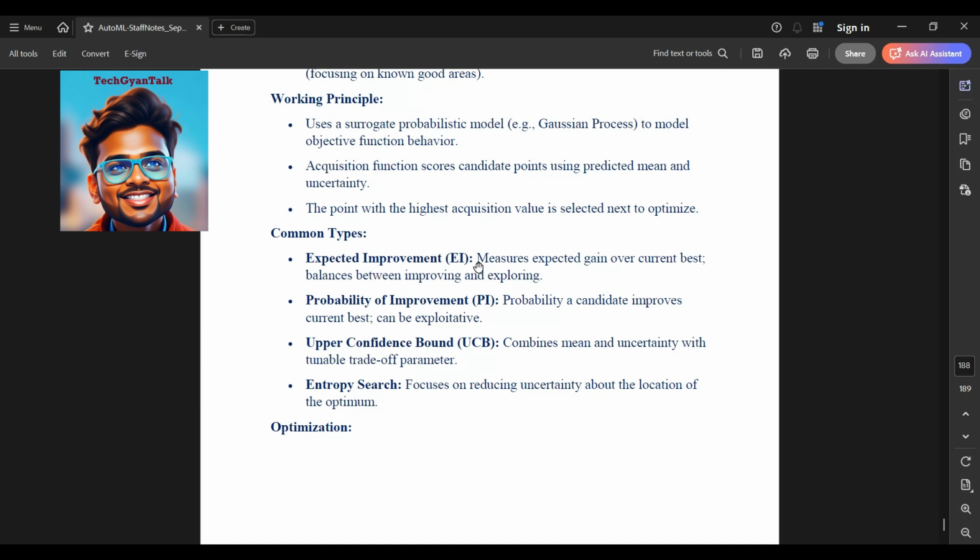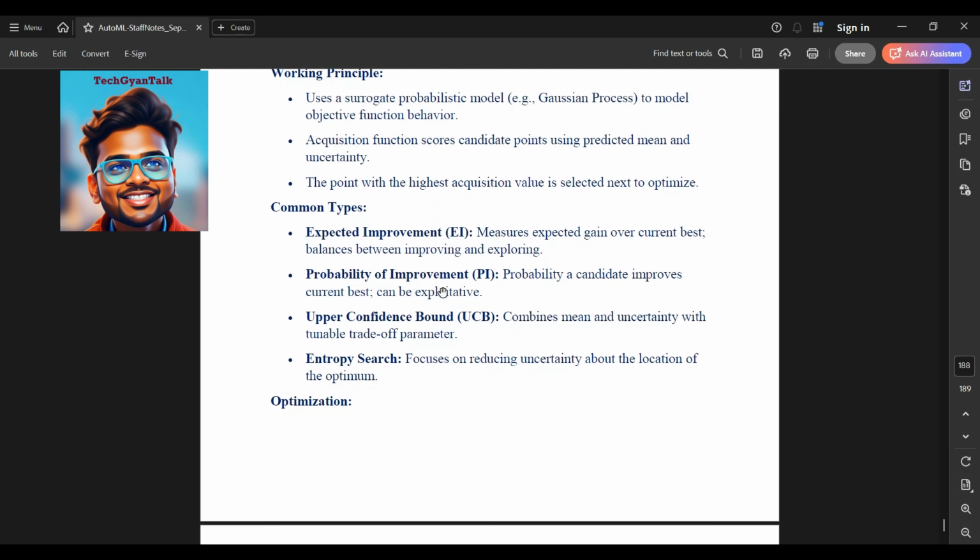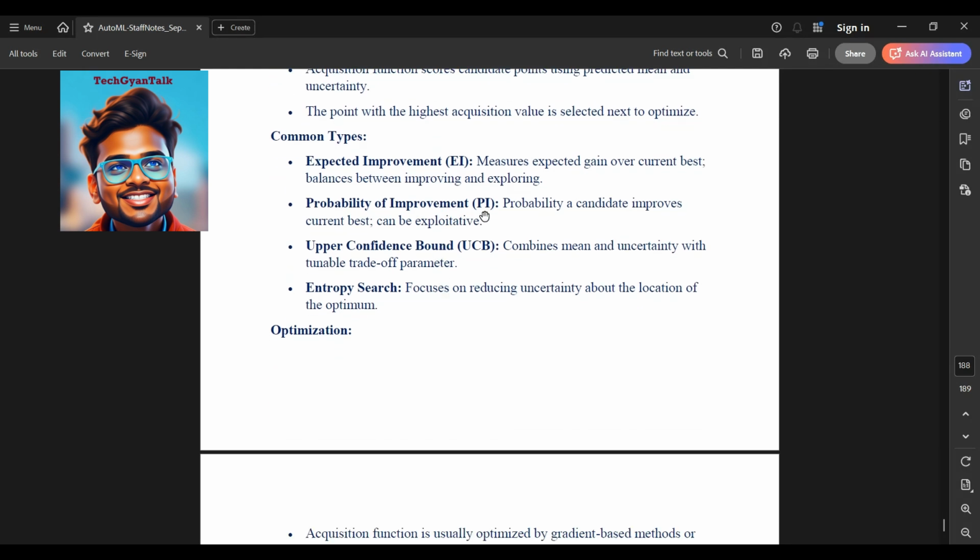What is EI? Expected improvement measures expected gain over the current best, balancing improving and exploring. Probability of improvement, PI, is the probability a candidate improves on the current best, and can be exploitative. Upper confidence bound, UCB, combines mean and uncertainty with tunable trade-off parameters. Entropy search focuses on reducing uncertainty about the location of the optimum.